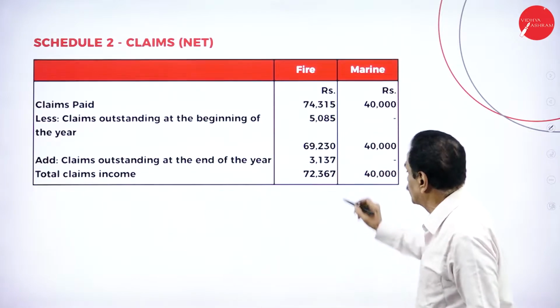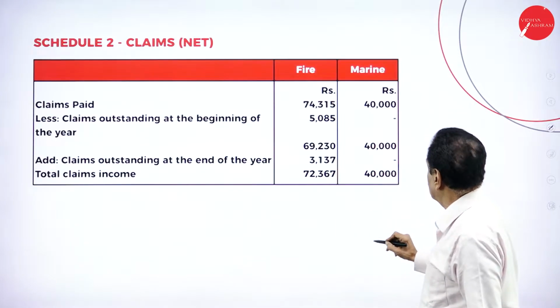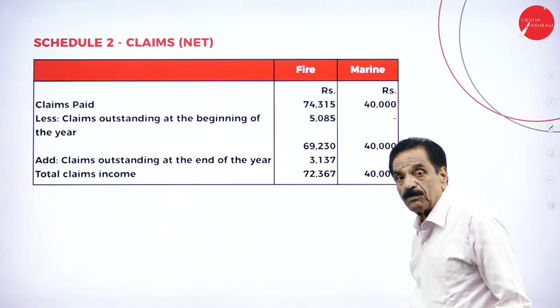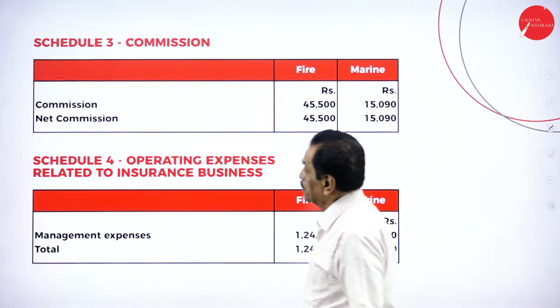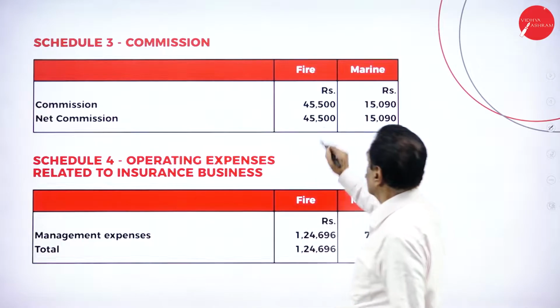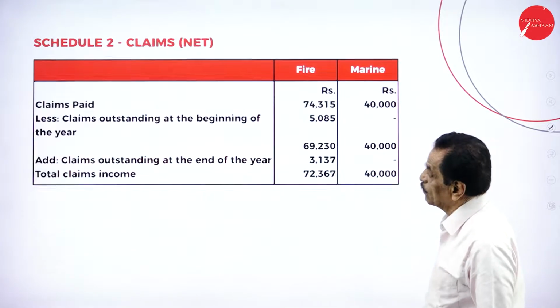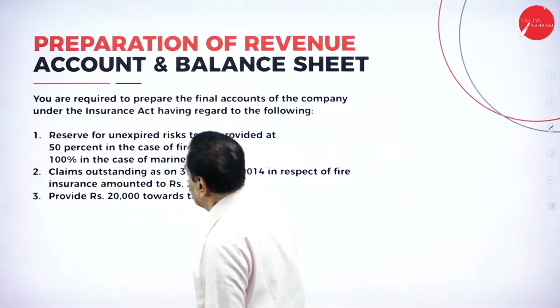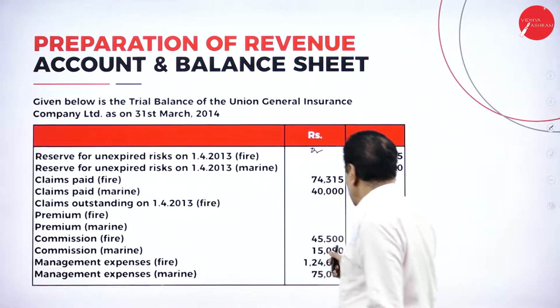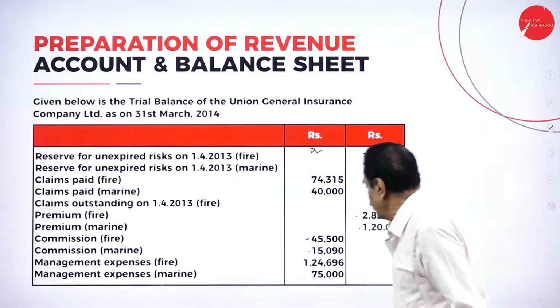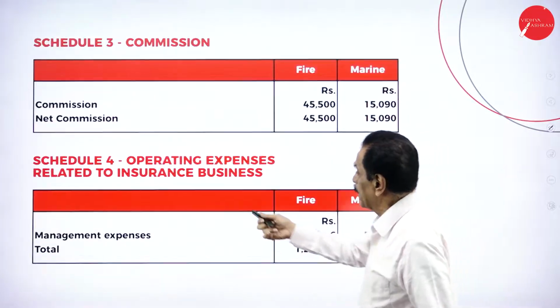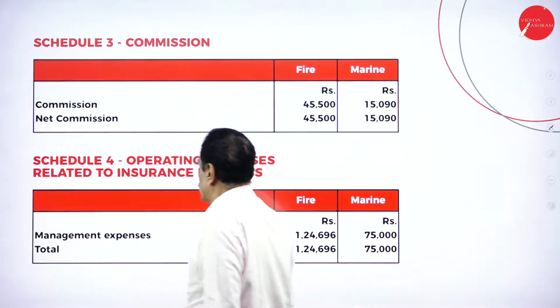Total claim is 72,367. In case of marine, it is 40,000. Come back to commission paid. In case of fire, it is 45,500, 15,090. If you see the trial balance, commission 45,500, 15,090. Then come back to the operating expenses related to insurance business.